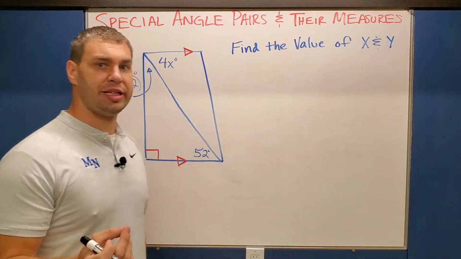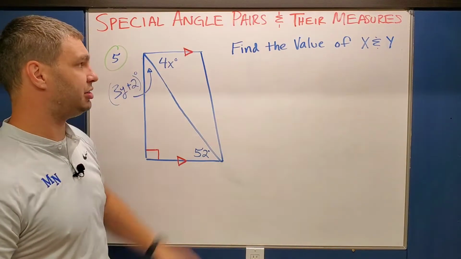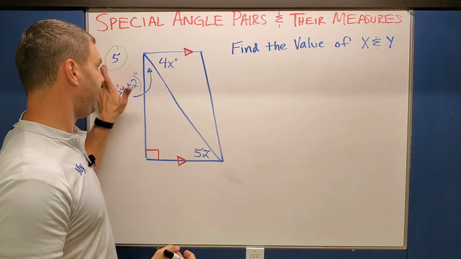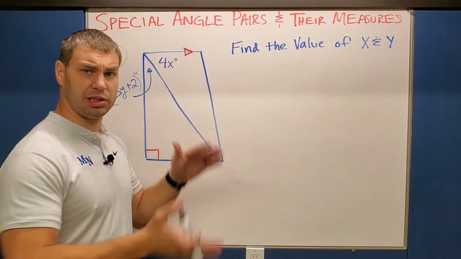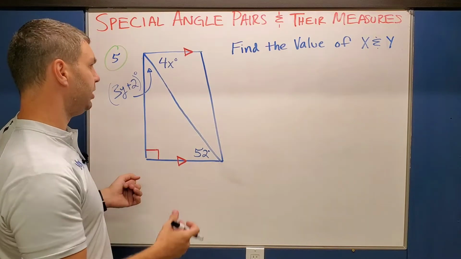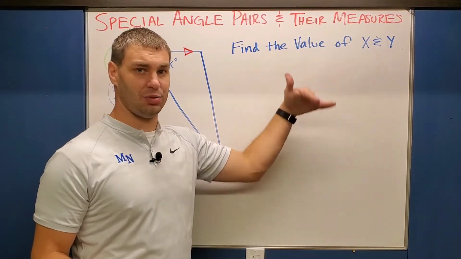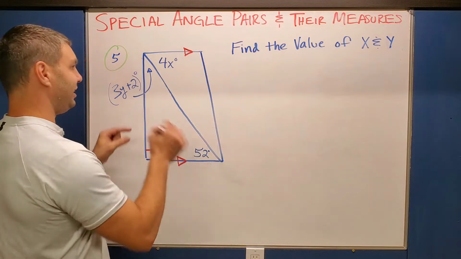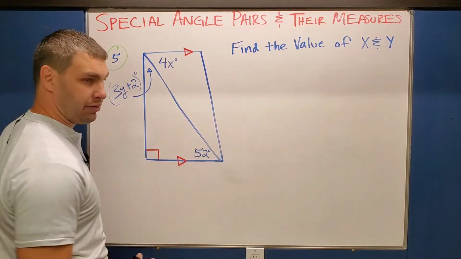All right, guys, we have a little bit of a tricky one here in our special angle pairs and their measures section. This is number 5, and at first glance, this doesn't really look like one of those parallel line things with a transversal going through it, but it actually is, all right? So before we can find the measure of angle X and Y, we have to remember that we can extend our lines forever in both directions, all right?